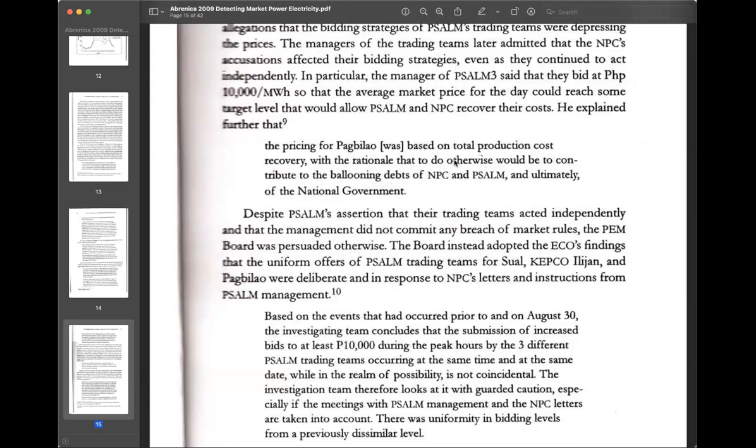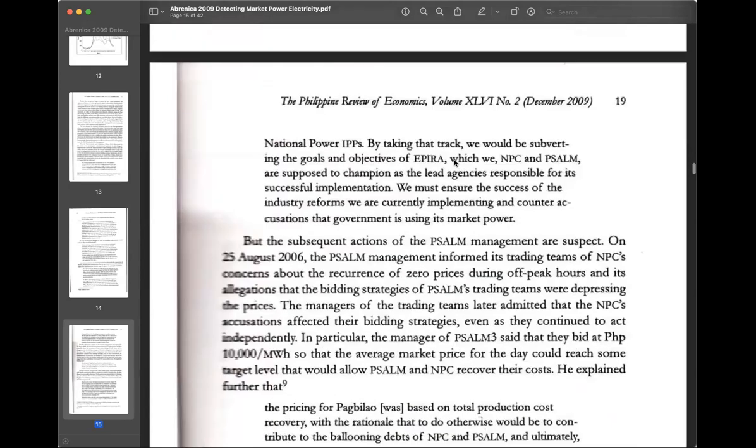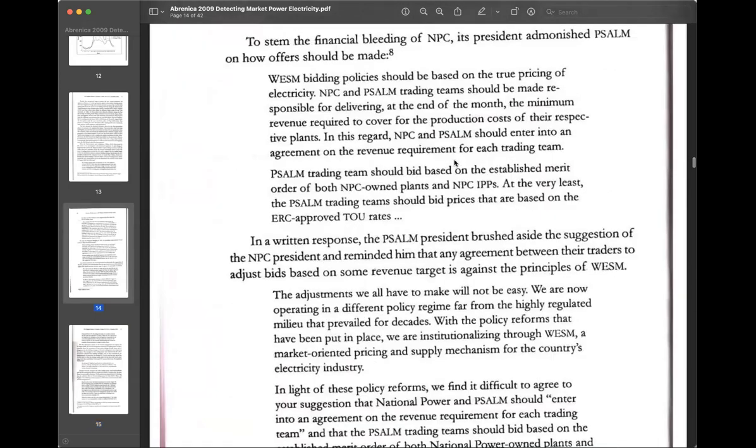Very interesting part, but maybe we'll continue to talk a little bit about this next time because it's already 8:52 and I'll stop discussing it here. But that is essentially where we're at right now. So the NPC president writing to PSOM suggesting that there should be some coordination as to what their offers should be. And dito yung sinasabi natin na actual communication and the fact that the market itself is quite small and intimate, and it's very easy to coordinate actions.